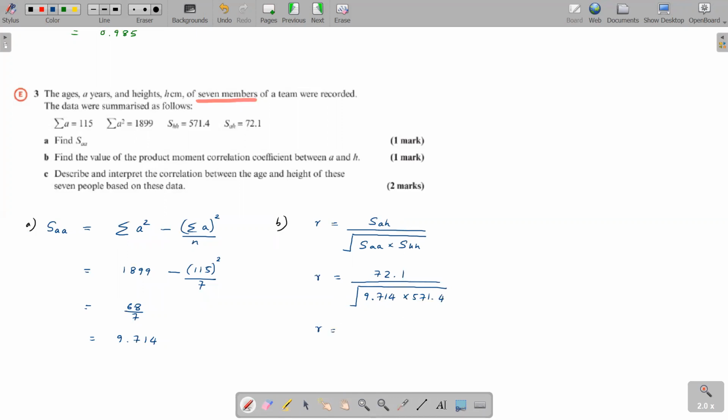All right guys, so let's get the answer here. The product moment correlation coefficient is 0.9677, right guys? Is that correct? Or 0.968 if you correct it to 3 significant figures.